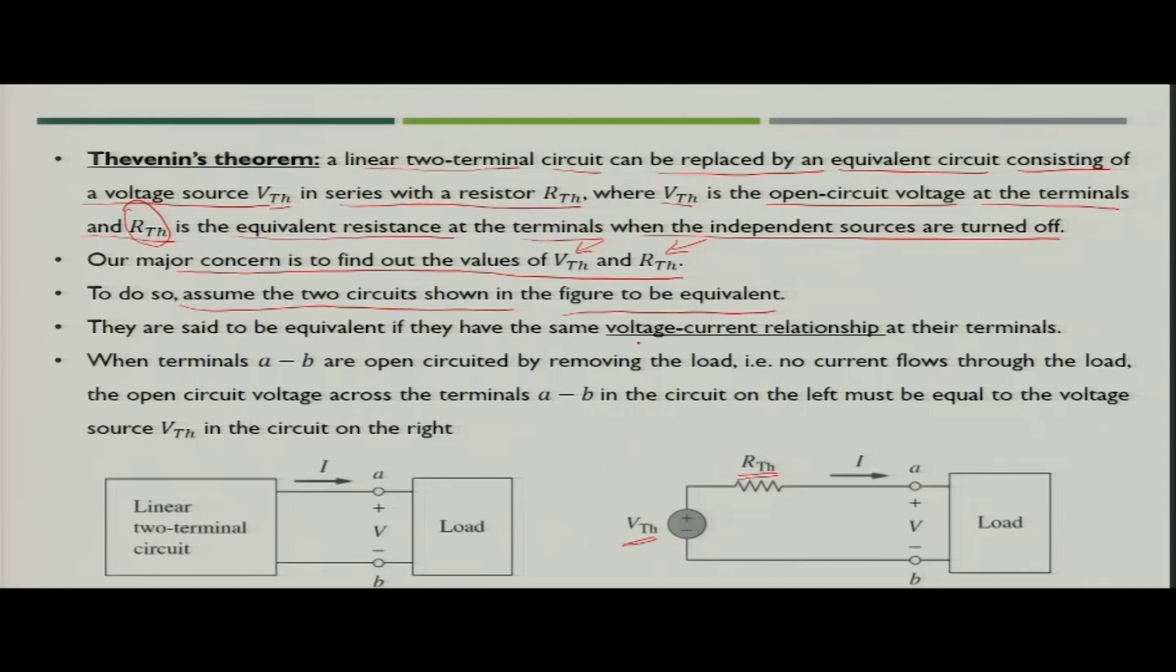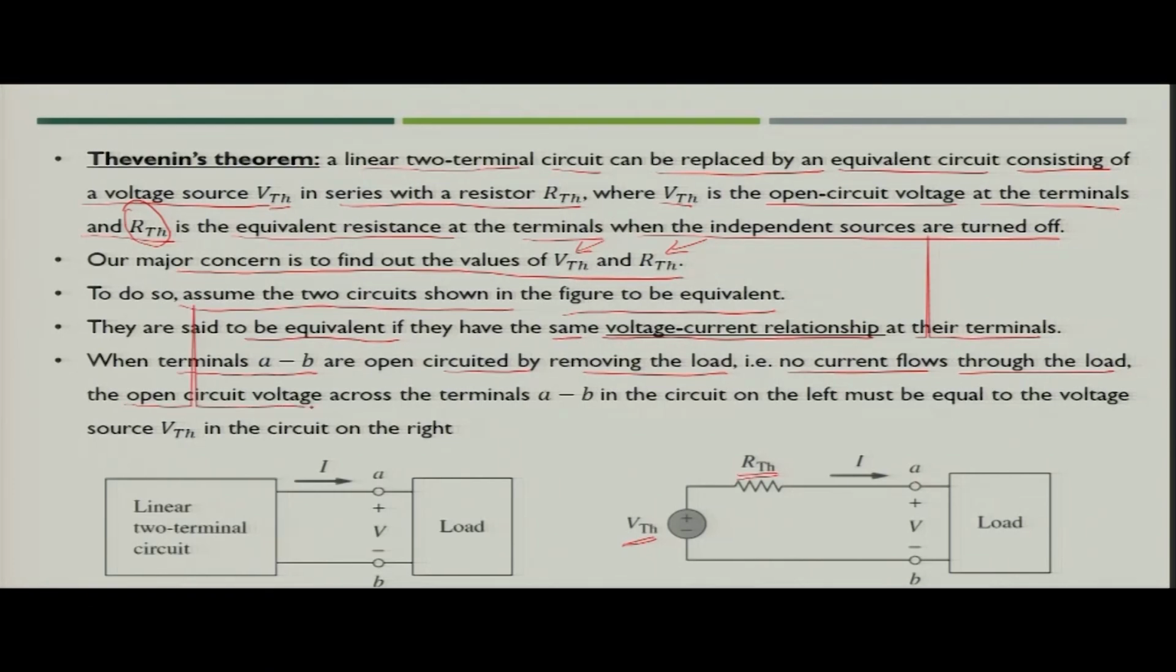Keep in mind that these circuits are said to be equivalent only when they have the same voltage-current relationship at their terminals. Now, when terminal A is open circuited, by removing the load, no current will flow through the load.